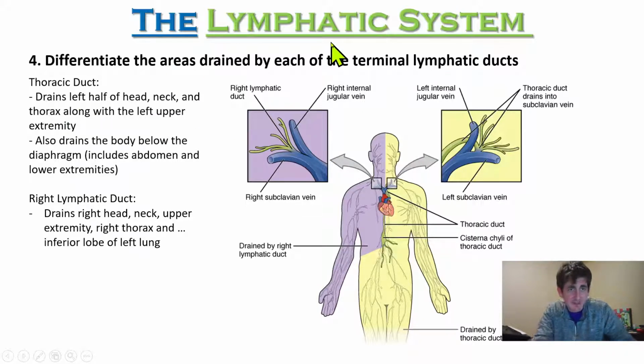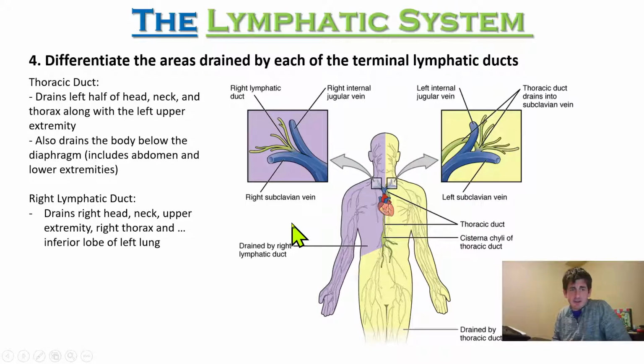So, the thoracic duct is going to drain the left half of our head. This is the thoracic duct: left half of the head, neck, and thorax, along with the left upper extremity, and it drains the body below the diaphragm, including abdomen and lower extremities.